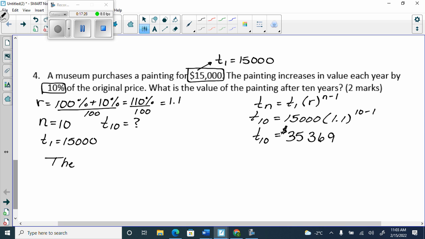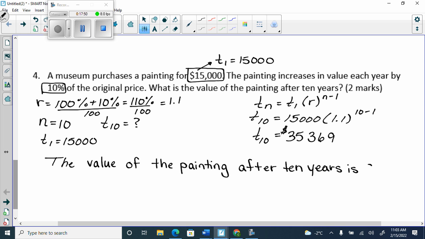Okay. On the grade 12 diploma test, there will always be rounding rules. The value of the painting after 10 years is 35,169.